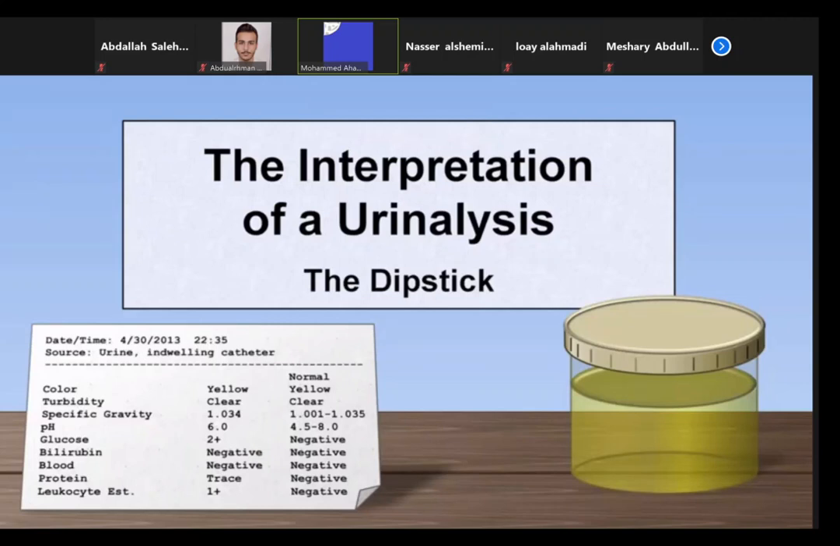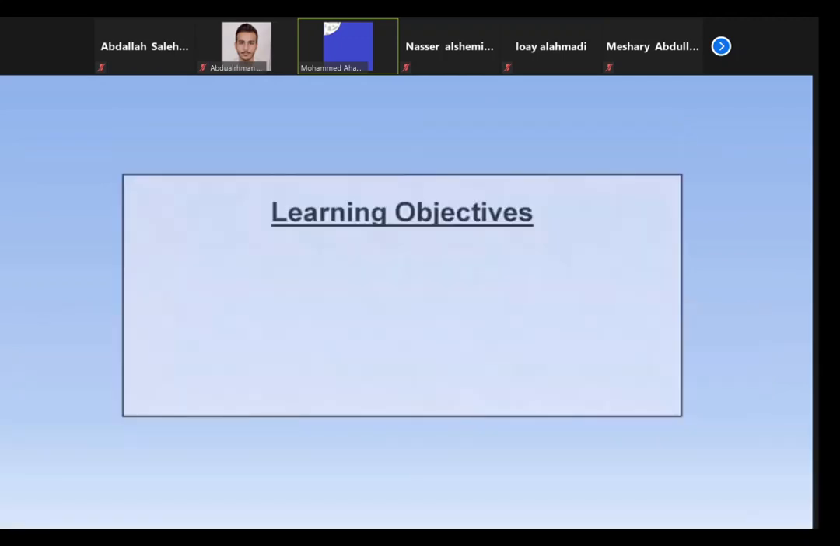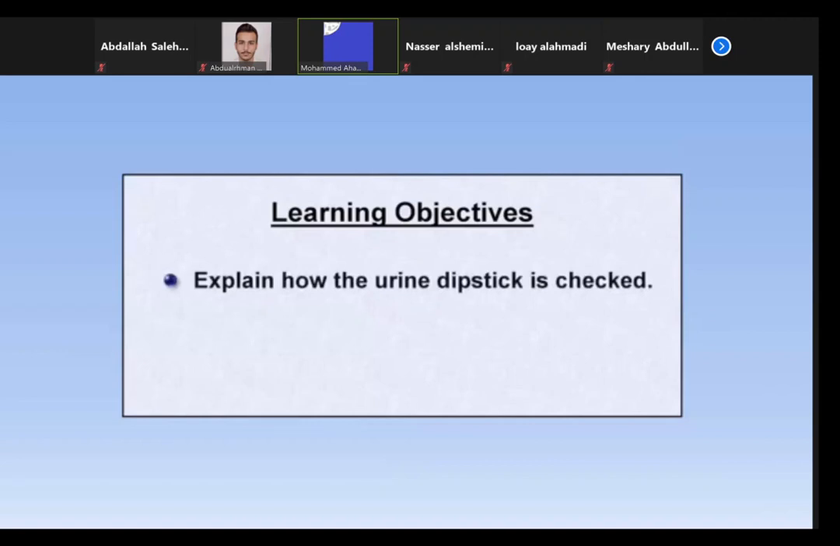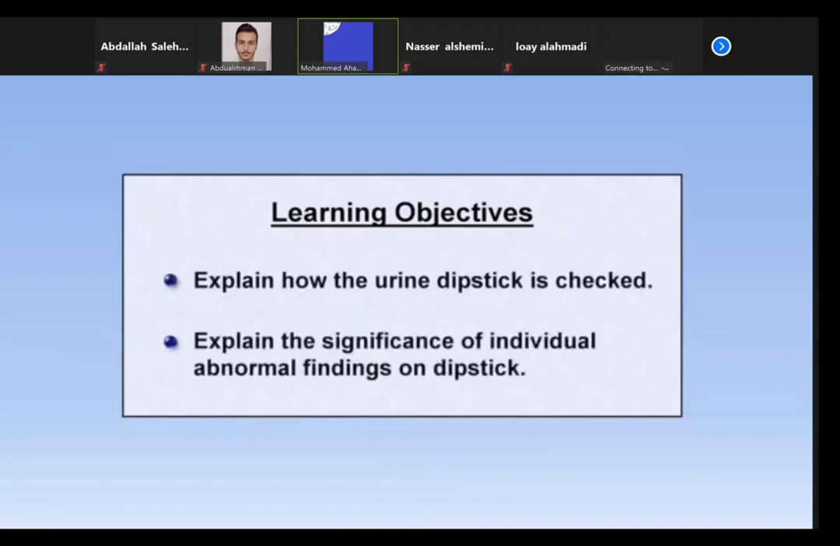This is part 2 of a three-part series on the interpretation of the urinalysis, and I'll be focusing on the dipstick. The learning objectives here are to be able to explain how the dipstick is checked, and to explain the significance of individual abnormal findings.